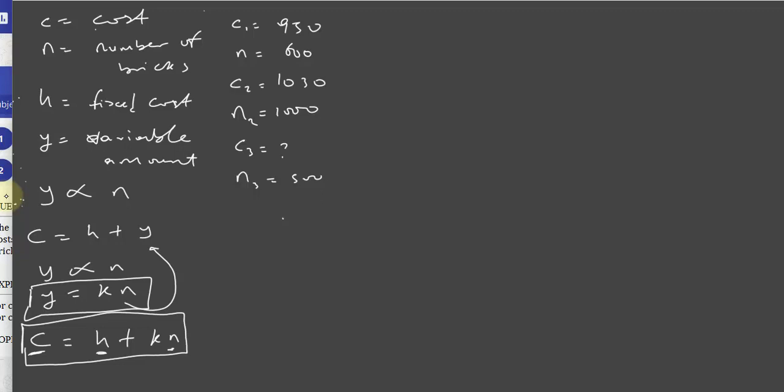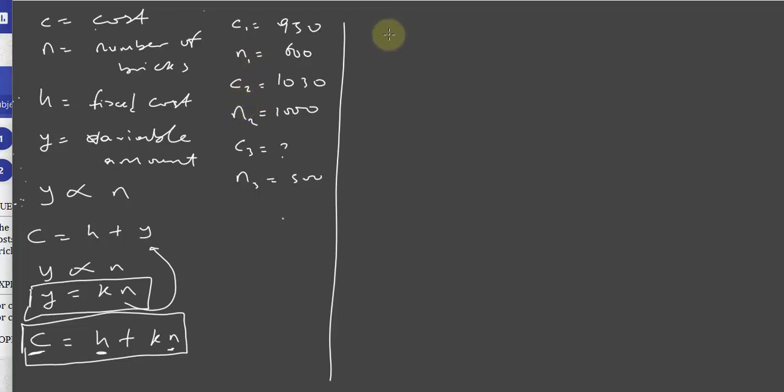And here we have two constants. We have h, which is one of the constants, the fixed cost, then k, which is the constant of proportionality. So how do we determine these two constants? You will end up having two equations, because to solve for two unknowns, you need two equations. So let's generate the two equations. You plug in the value of C1 and N1, and you do the same for C2 and N2.